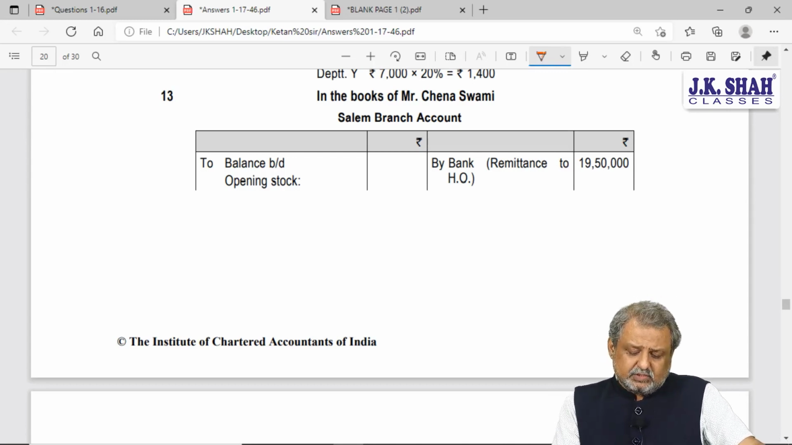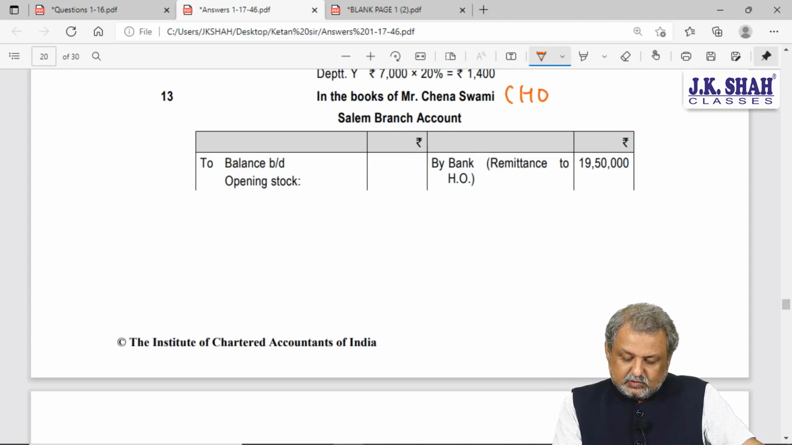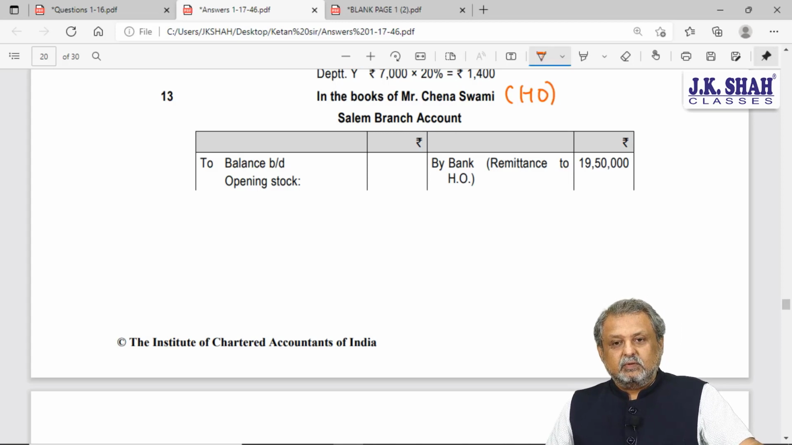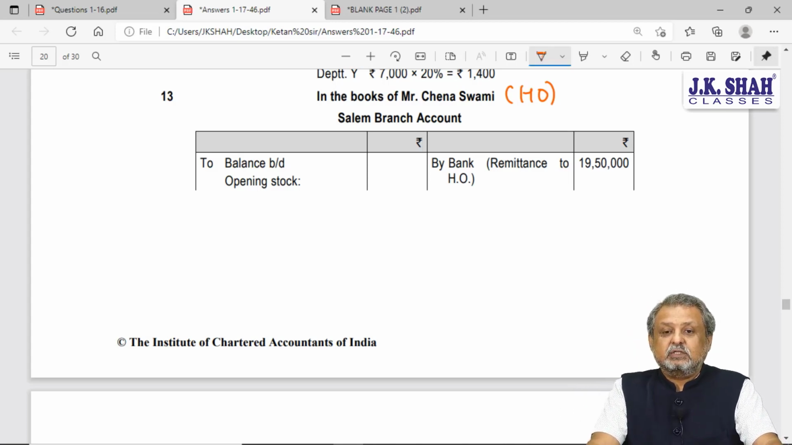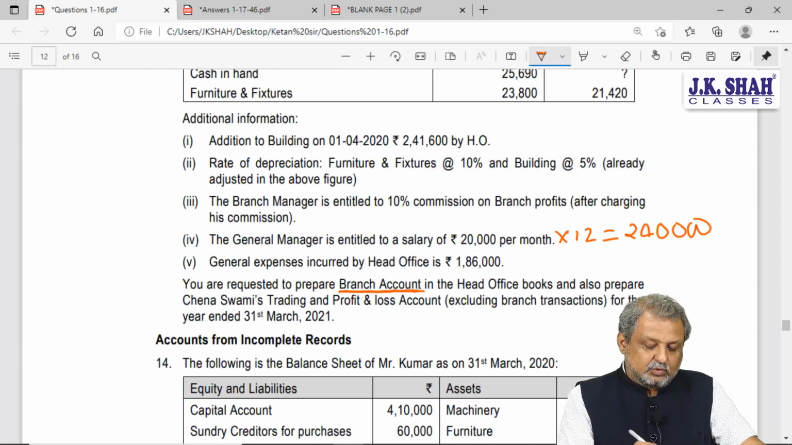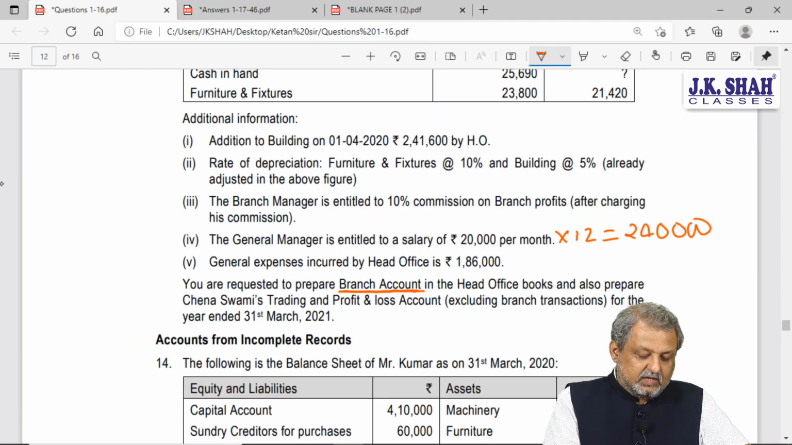Okay. But first, in the books of Chinnaswamy, that is head office, branch account. Debtor system, you know, opening assets debit. Then any transaction between HO and branch, where branch is receiver, debit, branch is giver, credit. Any transaction. So let us go through the entire question.